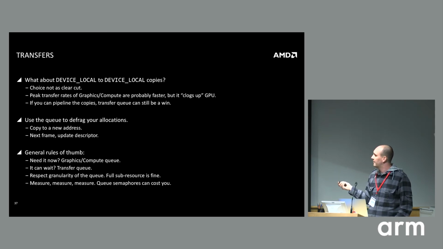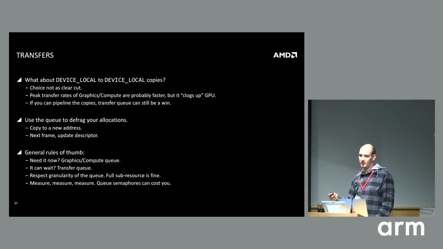So for device local to device local, so that's copies from VRAM to VRAM, say you were implementing a defragger or something like that, then the choice isn't as clear cut. The peak transfer speeds of the shader-based copy, having a compute shader spin up that copies the resources, will be faster. However, it will clog up your GPU with these wavefronts running this blit shader. So you've got a choice to make here. Do you want a faster copy that's inline and going to stop your shading, or do you want a slower copy that could potentially be pipelined against that work? That's the trade-off you're making.